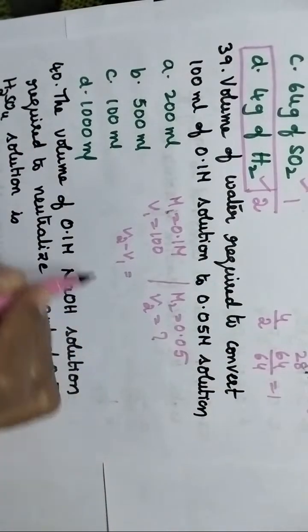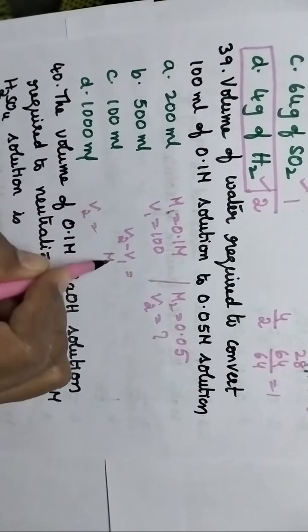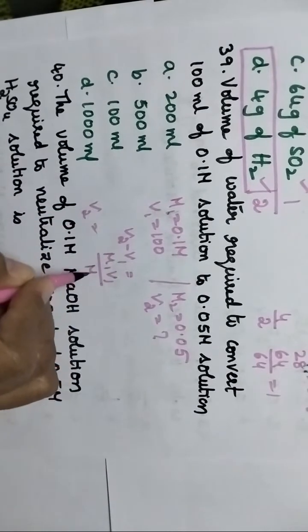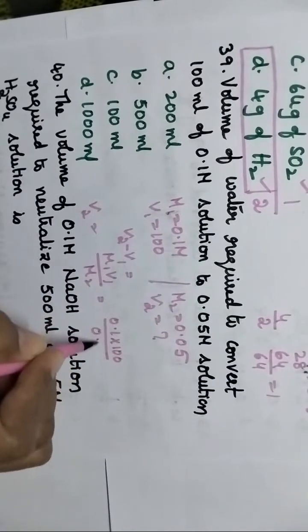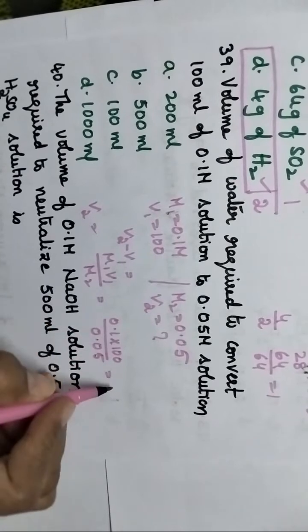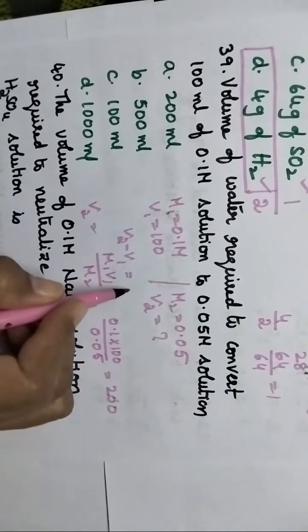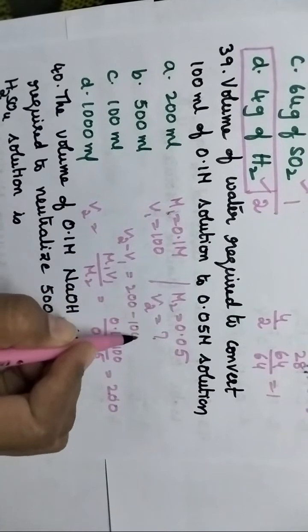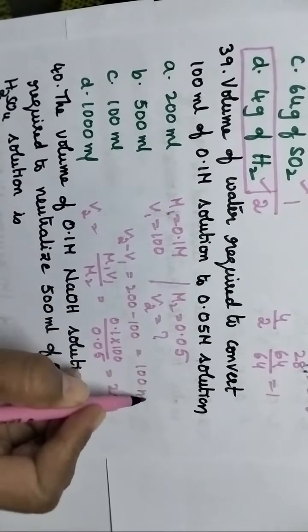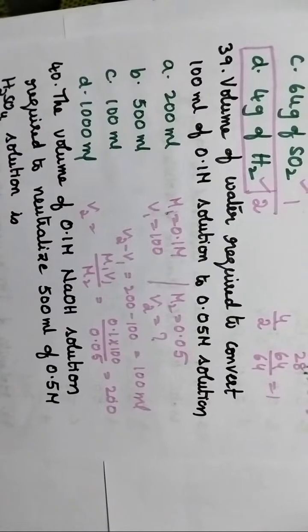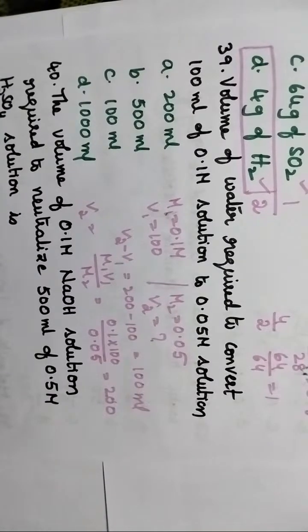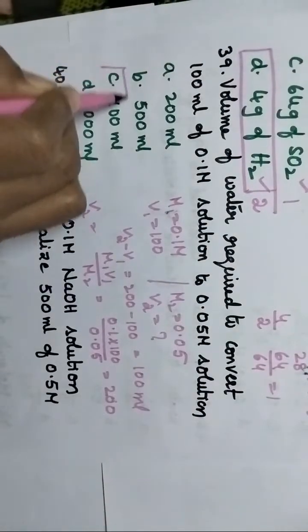Now tell me how to calculate V2. So V2 is equal to M1 V1 by M2. That is equal to 0.1 into 100 divided by 0.05. So that is equal to 200 ml. So 200 minus 100, that is equal to 100. So what is the right answer? Yes, you can give the answer. Okay, option C is the right answer.